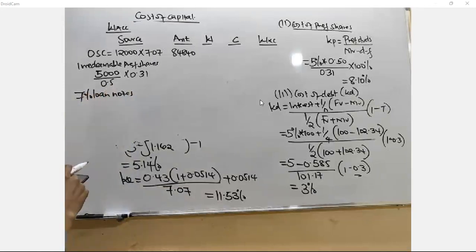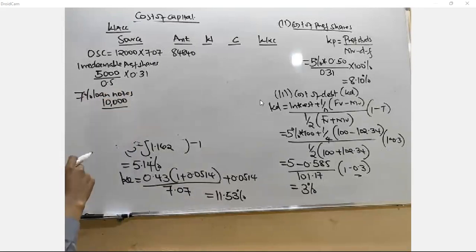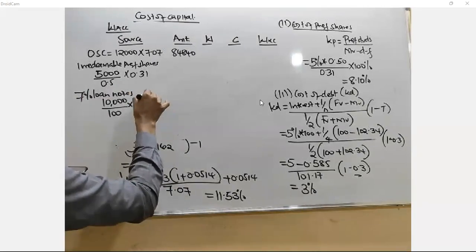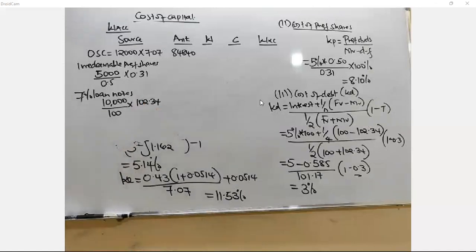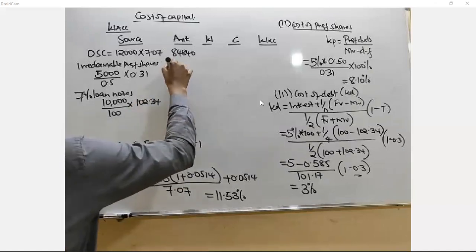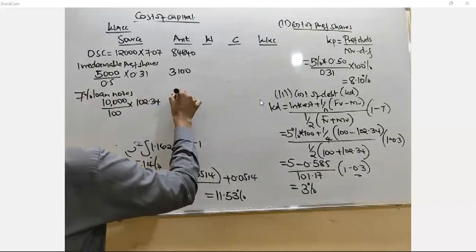For the 7% loan notes, we are told that we have 10 million of the loan notes, so it will be 10,000 in my case. We divide by the nominal value, which is already given in note number 5 as 100. Then you multiply it with the market value, which is 102.34. Let me just take my calculator now. Let me take 5,000, divide by 0.5, then multiply by 0.31, getting 3,100. Now the other one will be 10,234.